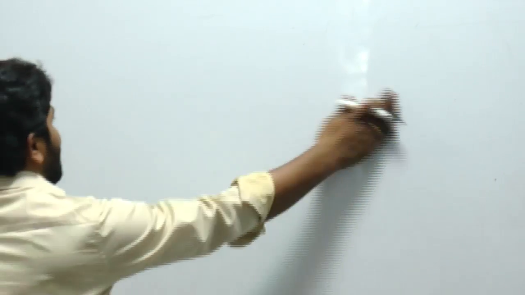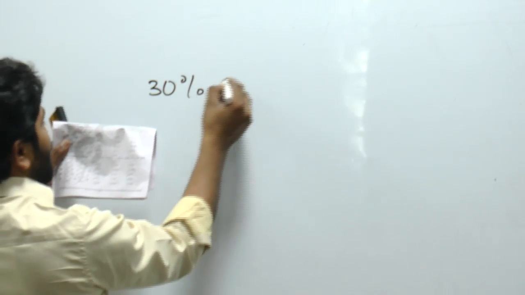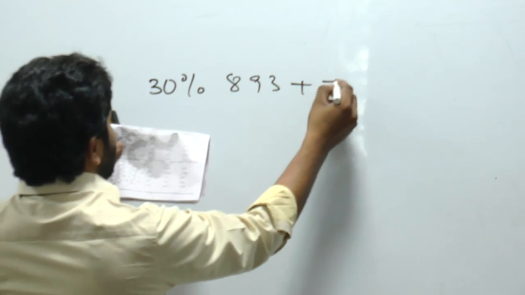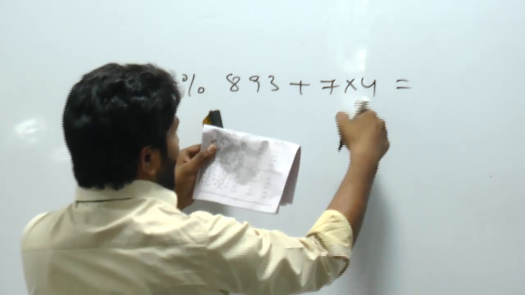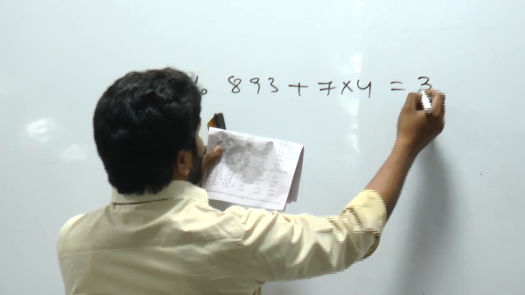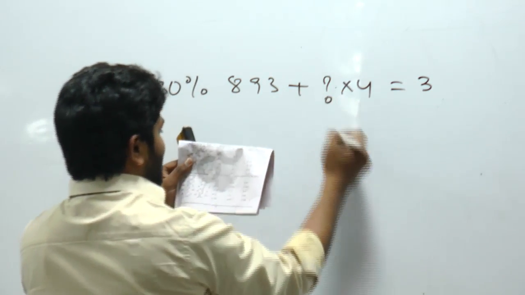Next. 30% of 893 plus 7 into 4.02, I'll write as 4, is equal to, I think this is not 7, this is question mark.